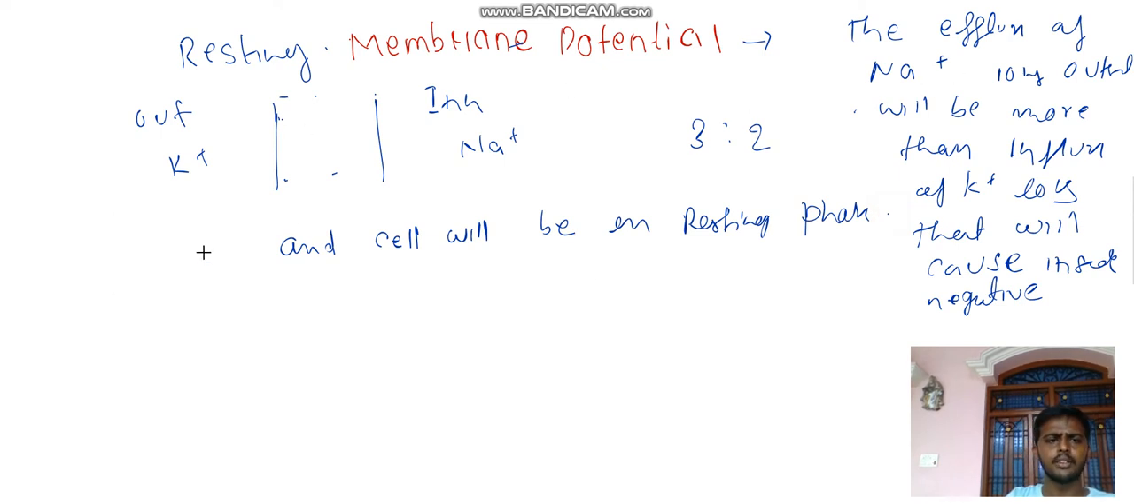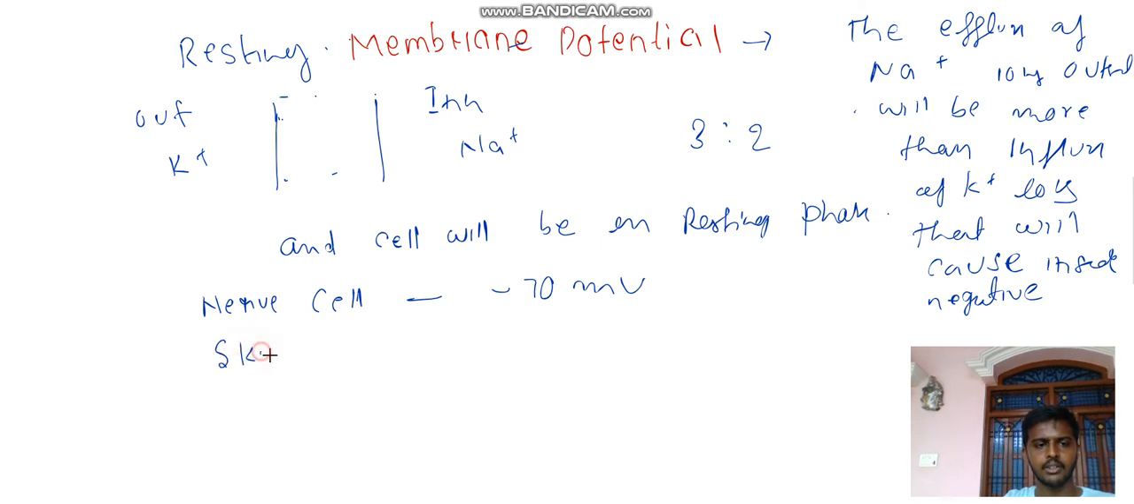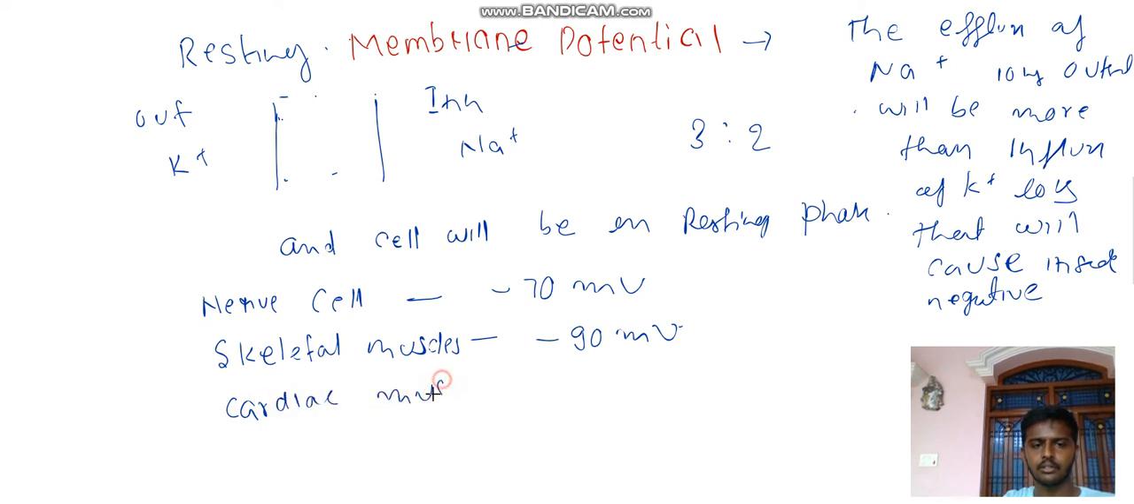So we are going to see the resting membrane potential of the nerve cell, which is minus 70 millivolt, for the skeletal muscles, which is minus 90 millivolt, and cardiac muscles is also minus 90 millivolt. So this is all about the resting membrane potential.